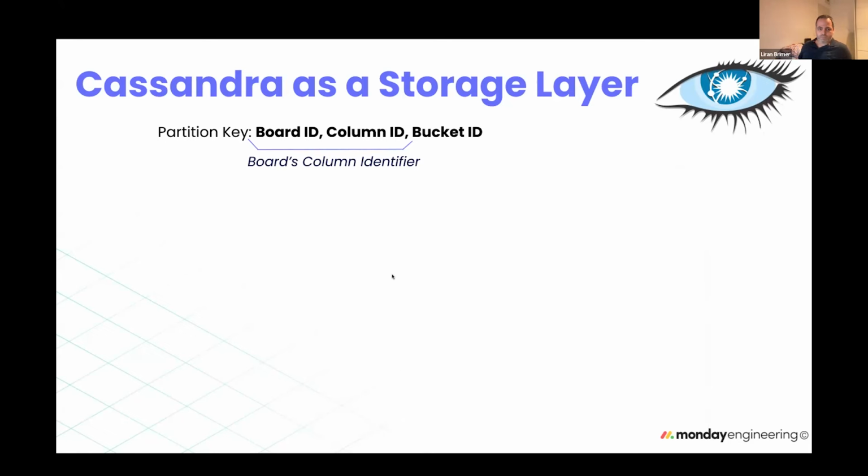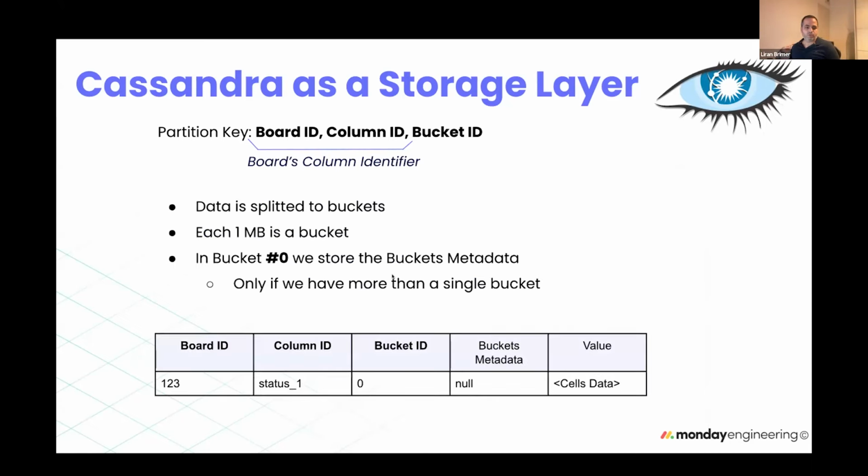Because we want to follow the best practices of Cassandra to not have many big partitions. Most of our boards are relatively small, and most of our columns are relatively small, but from time to time, you can have a really huge column with hundreds of megabytes or even gigabytes. So what we do is split the data into buckets. And because the bucket ID is part of the partition key, the partition can never be more than 1 megabyte, because this is how we split the data.